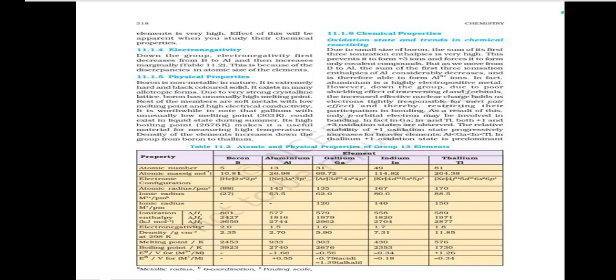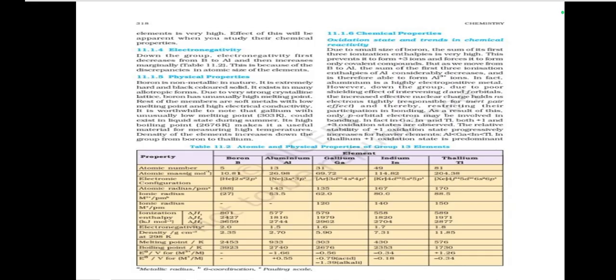Electronegativity. Down the group, electronegativity first decreases from boron to aluminum and then increases marginally. This is because of the discrepancies in atomic size of the elements. Physical properties. Boron is non-metallic in nature. It is an extremely hard and black colored solid.